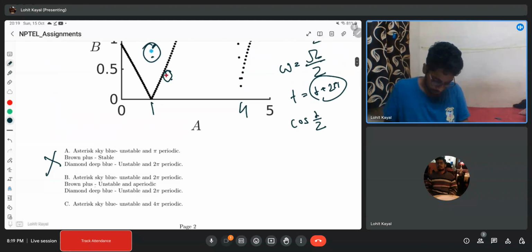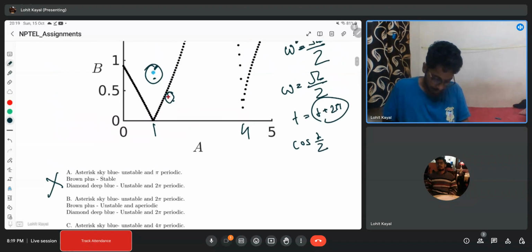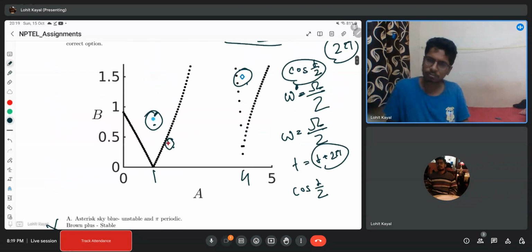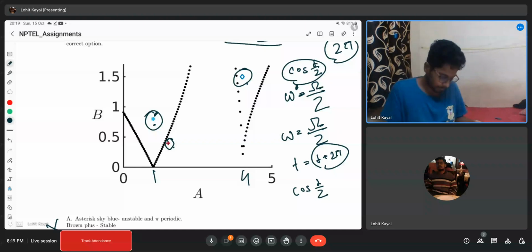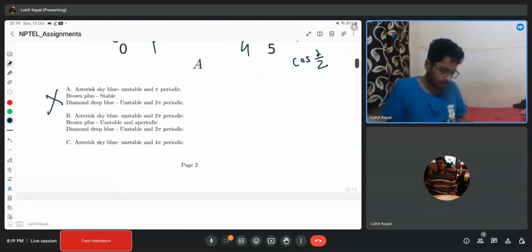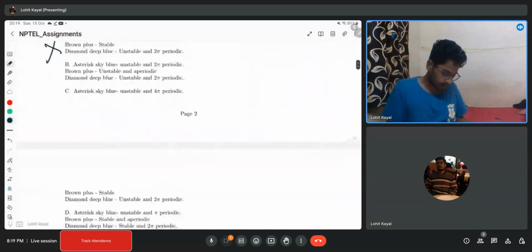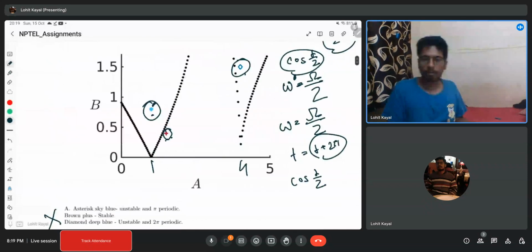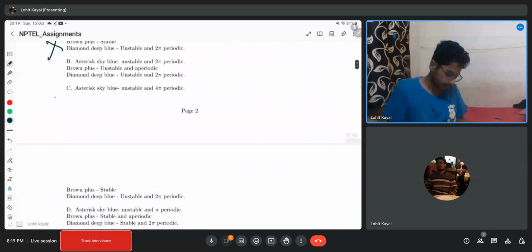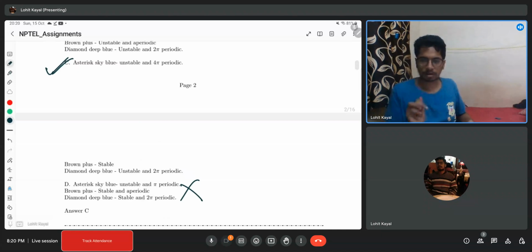But let us look at the other option: brown plus, unstable and aperiodic. No, it is a stable region. Diamond deep blue, unstable and 2 pi periodic. Yes, this is 2 pi periodic because here also the response will be cos t, so cos of t plus 2 pi will be cos t. Option C: asterisk sky blue, unstable and 4 pi periodic. Yes, this is correct. Brown plus stable: true, this is stable. And diamond deep blue, unstable and 2 pi periodic: this is correct. So option C is correct. Let's see D: asterisk sky blue, unstable and pi periodic. This is also incorrect. So answer C is the only correct option.